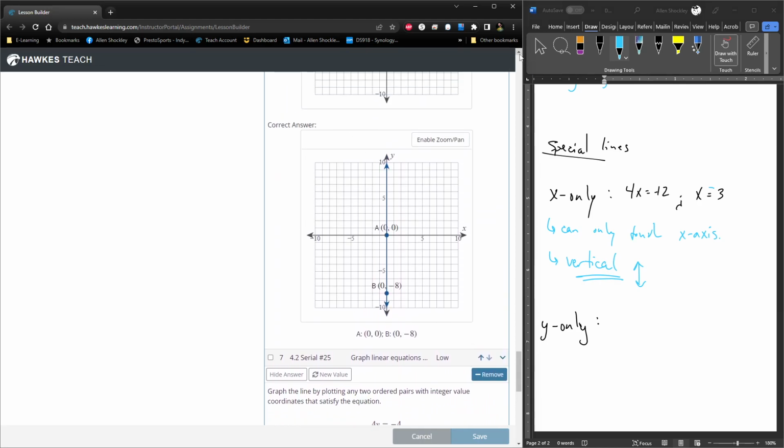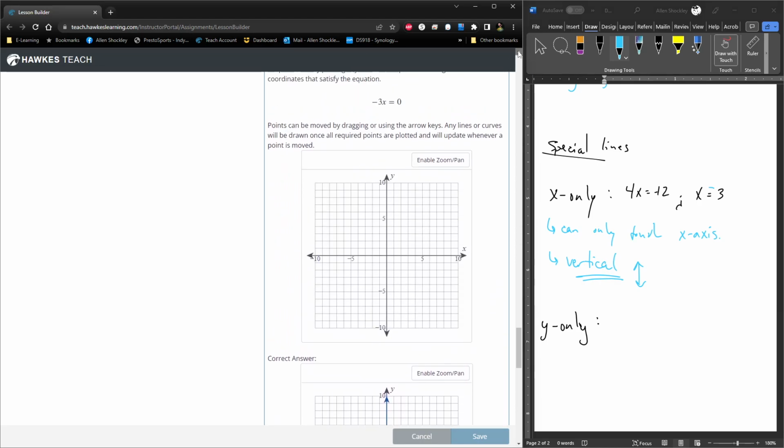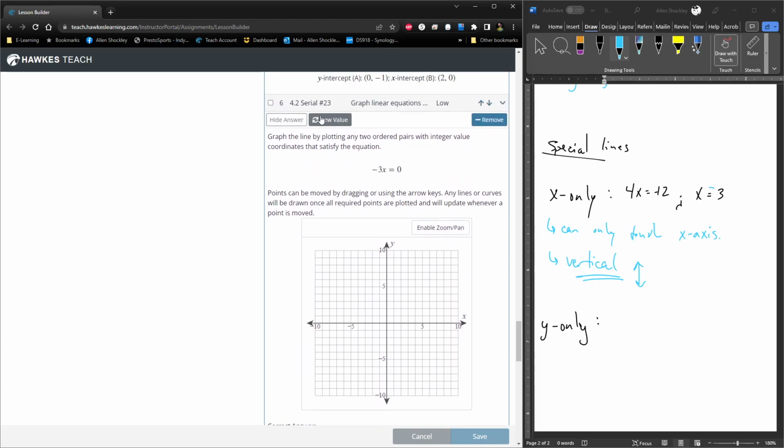So for us, this one was an awful one, so let's get some new values in there. So 3x equals negative 3. I need to solve this. So I'm going to divide both sides by 3, and I'm going to get x equals negative 1. Because I say x equals negative 1, I'm going to go left 1, hit my dot, and then draw a vertical line through that. As long as I have another coordinate with negative 1 as my x, it doesn't actually matter what my other coordinate is.